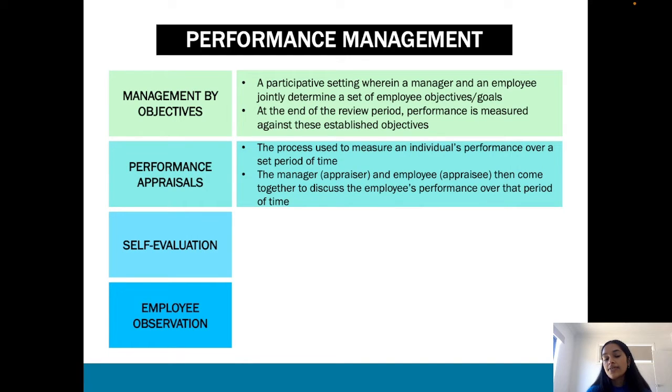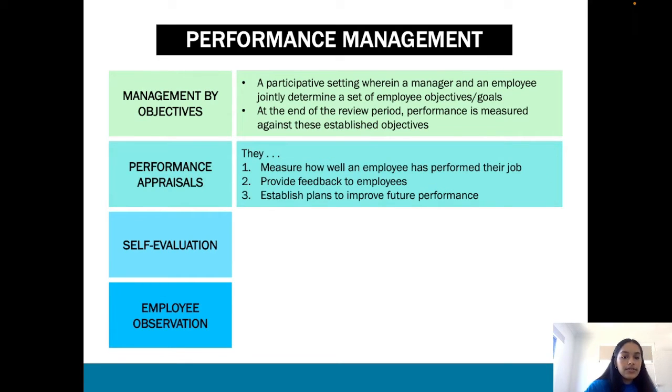So yeah, I'm pretty sure there are some particular forms of appraisals the manager would use to assess the performance of their employees. So they might use a diary and evaluate them on the job, or use a ranking system, things like that. But that's the main idea of it. It's just measuring their performance over a period of time.